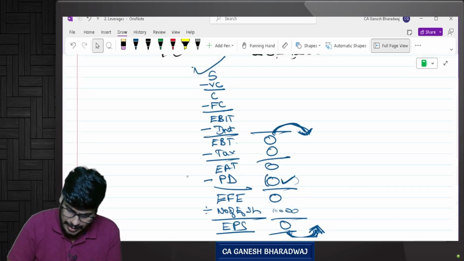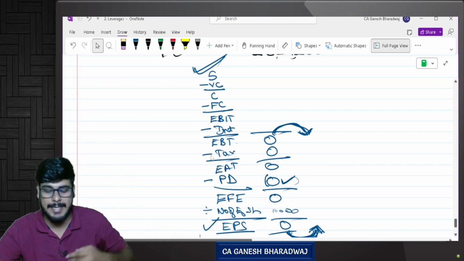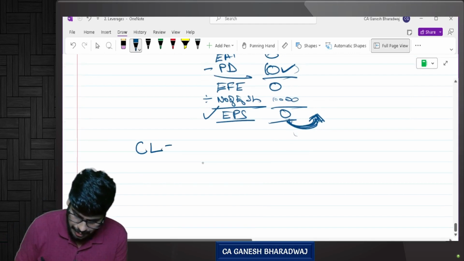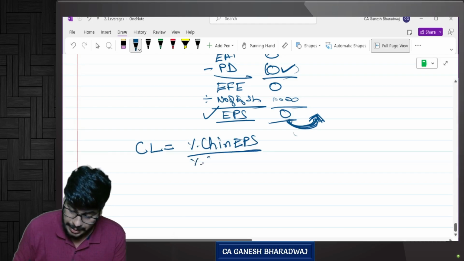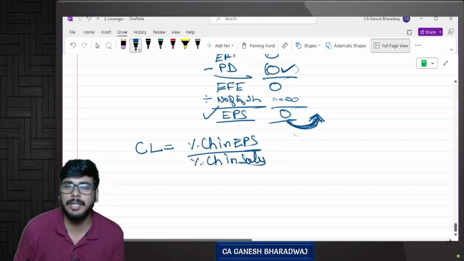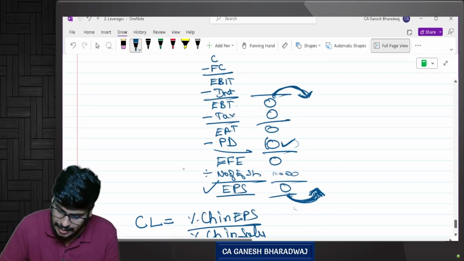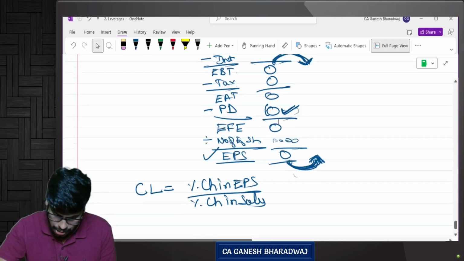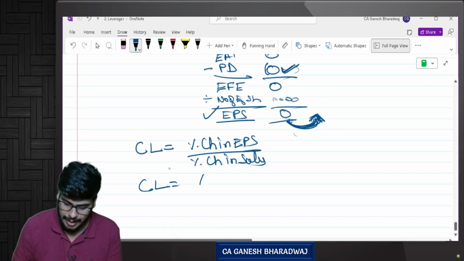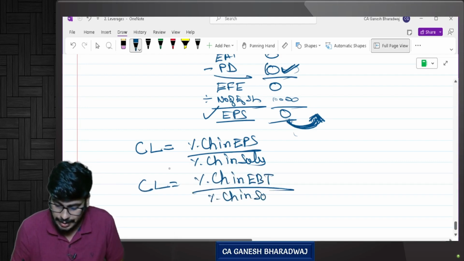Now, what is the relationship between sales and EPS? That is basically your combined leverage. So what is the combined leverage formula? Percentage change in EPS divided by percentage change in sales. Correct or not? Now, in this question, the percentage change in EPS and the percentage change in EBT are the same, because there is no preference dividend in between. So can I rewrite this as combined leverage equals percentage change in EBT divided by percentage change in sales? Yes, guys. Are you clear with this?